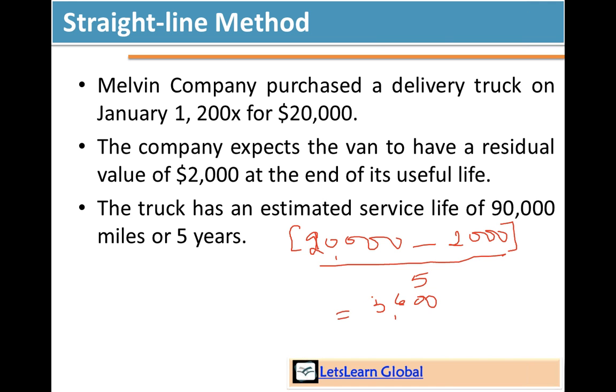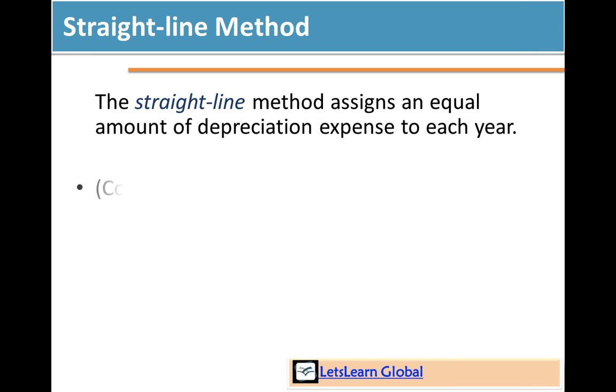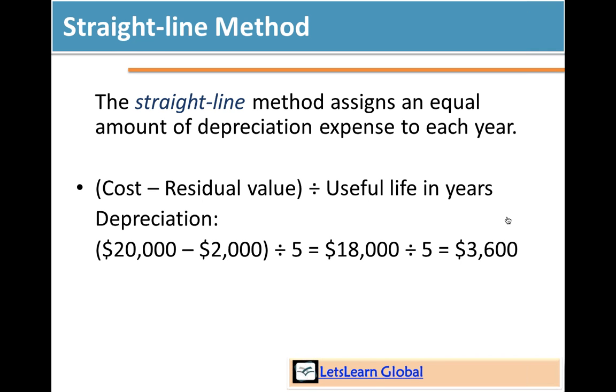If your asset is to be depreciated in hours, like flights are depreciated on an hourly basis based on their estimated service life, then it has to be depreciated by dividing by 90,000 hours, or 90,000 miles. So straight line method, cost minus residual value divided by useful life of the asset, that is 3,600.